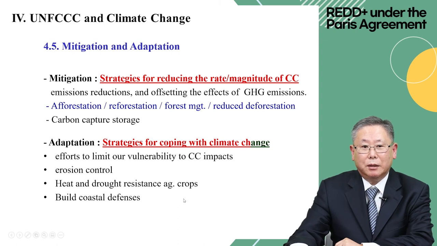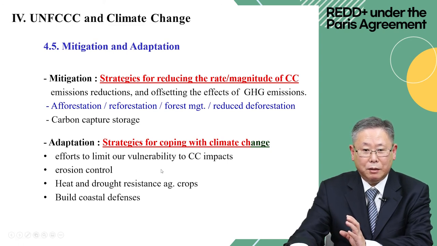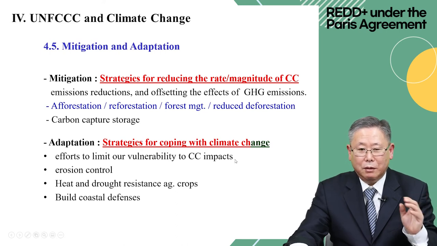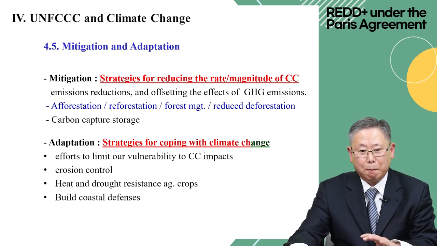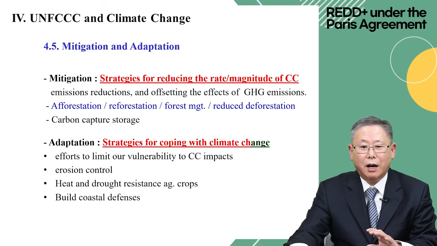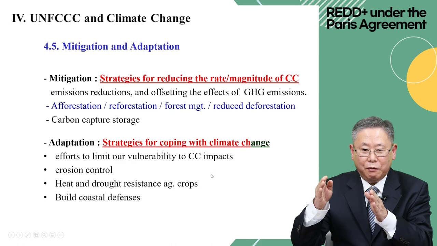So, mitigation and adaptation. Mitigation is strategies for reducing the rate and magnitude of climate change: emission reduction and offsetting the effects of greenhouse gas emissions. For forestry, afforestation, reforestation, forest management, and reduced deforestation can help mitigation. And adaptation is strategies for coping with climate change, since you cannot do anything about the abundant CO2. These are efforts to limit our vulnerability to climate change impacts, such as erosion control or heat and drought resistant crops. You develop new species and varieties and build coastal defenses. When the sea level goes up, you build a coastal fence.